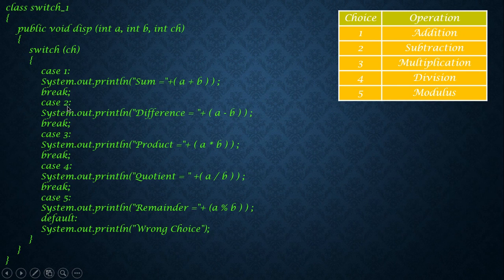Or else if my case value is 2, that is the value of ch, if I have given 2, then it should display the difference. If it is 3, it should display the product. If it is 4, it should display the quotient. If it is 5, it should display the remainder.